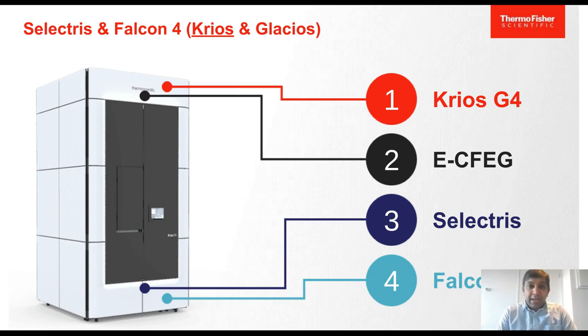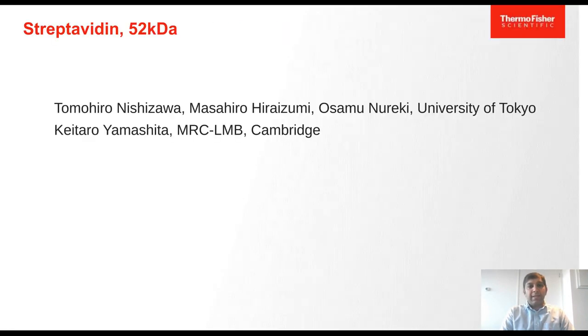So what I'm going to do now is spend a few minutes on Cryos first, and then go on to talk about Glacios, Selectris, and Falcon 4 as well. So first, as Mark Strom said earlier, the power of 4: that's a Cryos G4, the EC-FEG, Selectris, and Falcon 4. Here, what we did was, around the end of last year, in December, we did this very nice project.